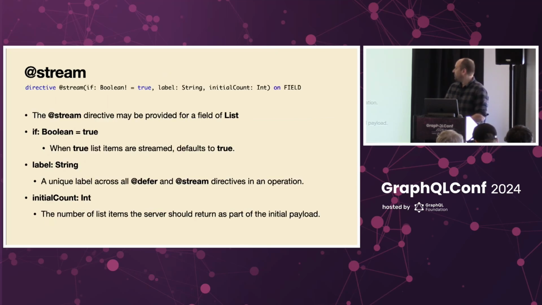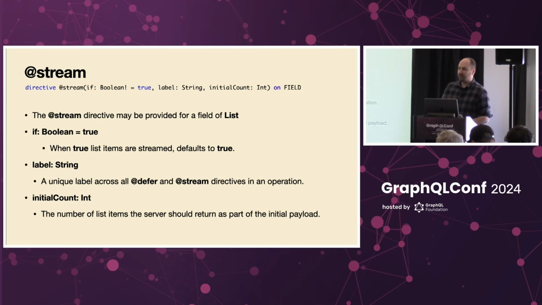For the stream directive, you can use it on list fields, and you'll get some items from the list while the rest are loading. So just like defer, you have the if argument and label argument. That works the same way. And then there's the initial count argument.